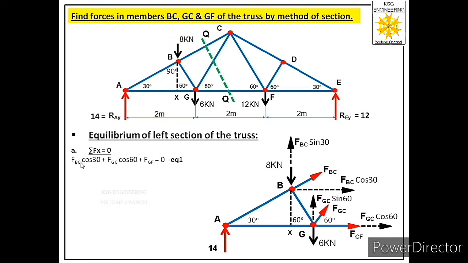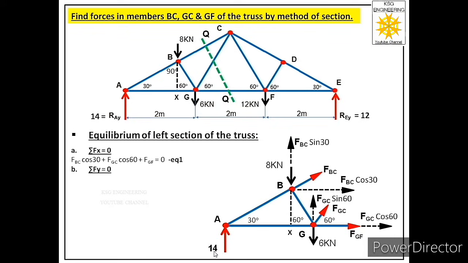Now in this equation we have three unknowns, we cannot solve it. So let us call this equation as equation 1 for time being. Now let us apply the second equation, that is summation Fy equal to 0. So let us see how many forces are acting in y direction.